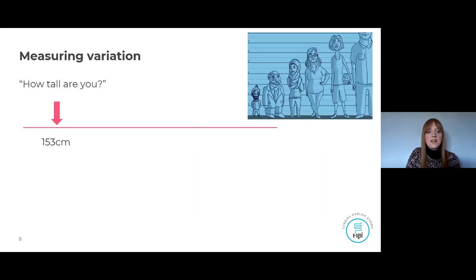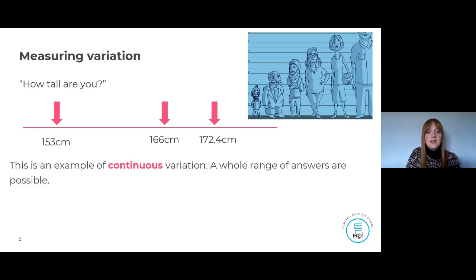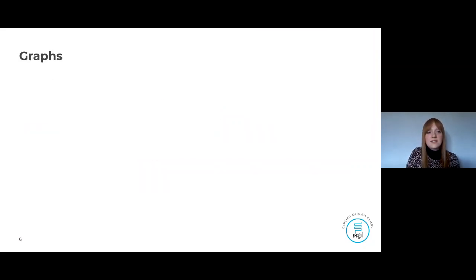will give us a range of results. Okay, so different people are different heights. And if we were to measure, let's say in your school, the height of everyone all the way from year 7 all the way up to, let's say, year 13, then we would have a wide variety of heights. We call this continuous variation because that's what it's doing. It's continuous, which gives us a whole range of answers.